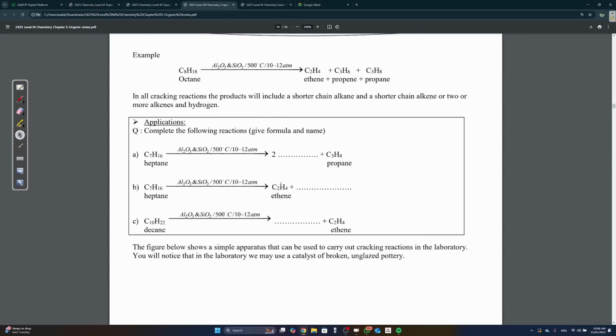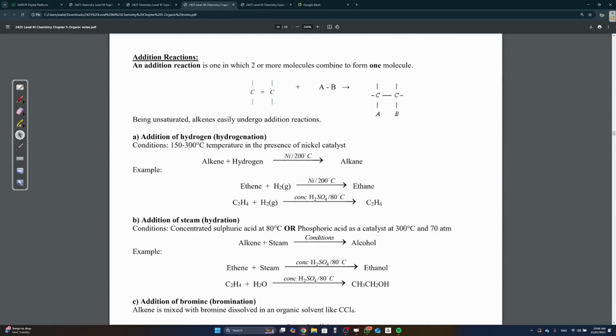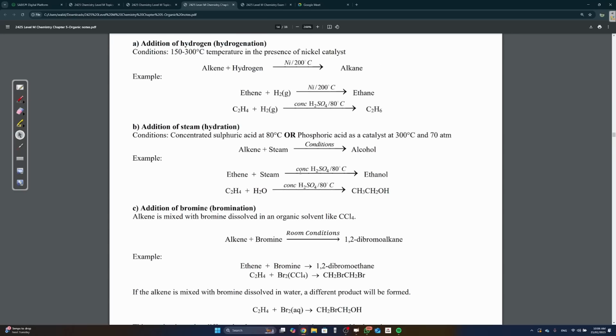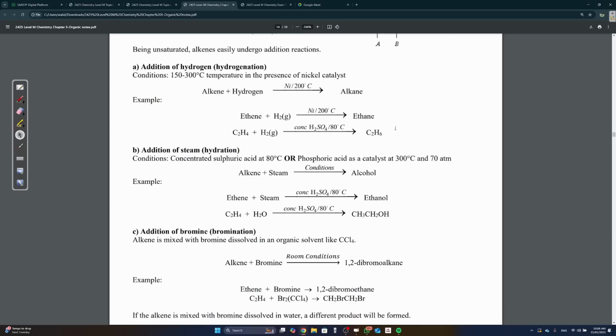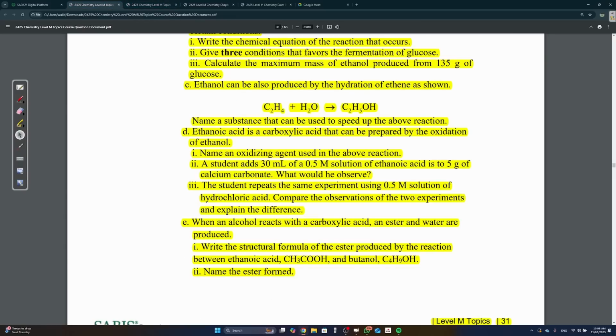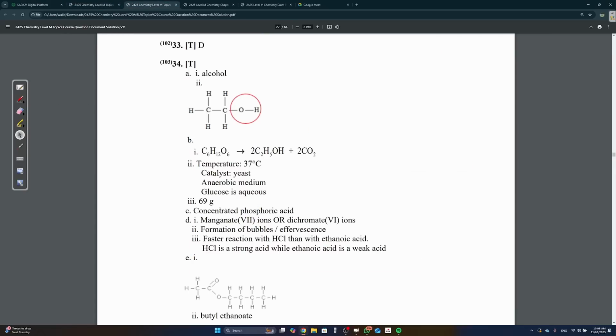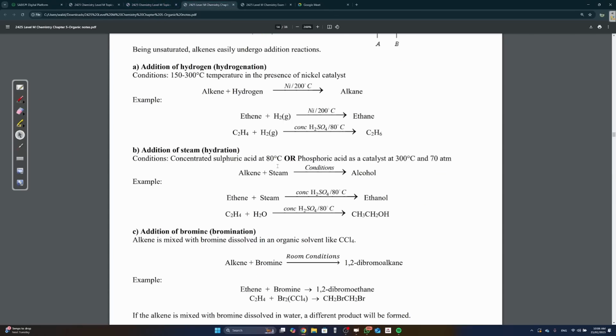It was over here. Alkenes, hydration. It was H3PO4 at 300 degrees Celsius and 70 atm. Go through the notes if you want and look through all the conditions, okay? Please, because they will definitely come. So name a substance that can be used. It's H3PO4. They didn't ask for the chemical formula. They said name it. What's it called? Phosphoric acid. Okay, and it has to be concentrated. Say concentrated phosphoric acid.